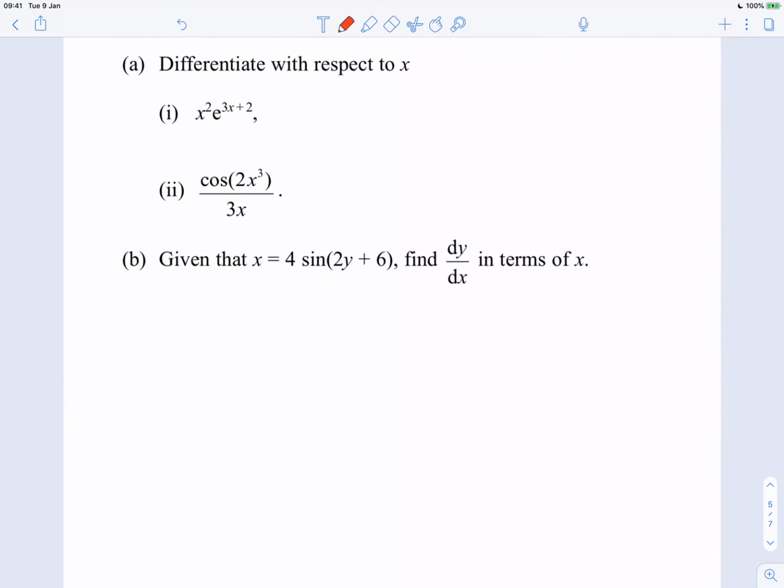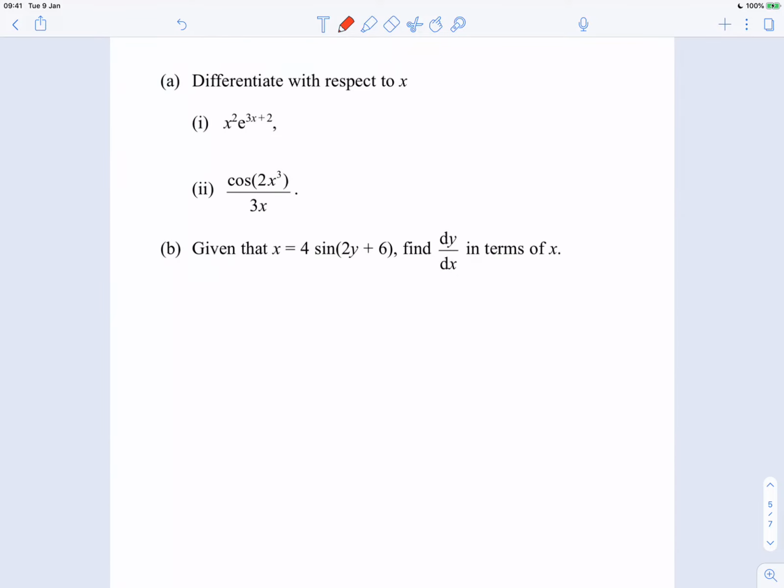Okay, a couple of things going on here. Again, give yourself some time to do it. Pause the video. Okay, differentiate with respect to x these things. So x squared times e to the 3x plus 2. Right, couple of things going on here. We're going to need the product rule because there are functions of x being multiplied together, and we're going to need the chain rule for this thing here.